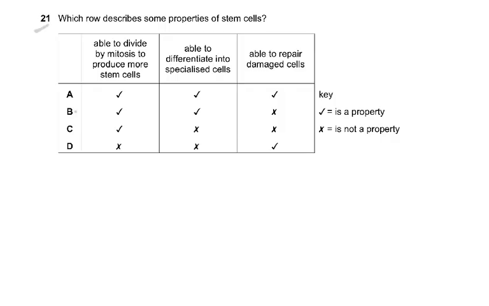Now coming to question number 21, which row describes some properties of stem cells? They're able to divide by mitosis, yes. They're able to differentiate into specialized cells, yes. They're able to repair them. This is the catch in it.